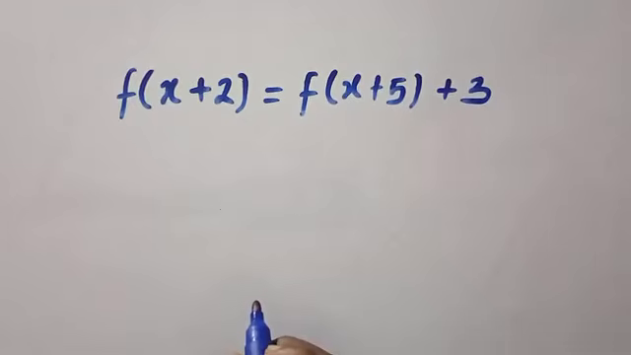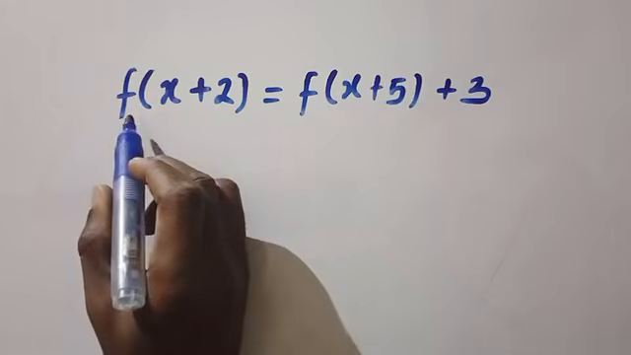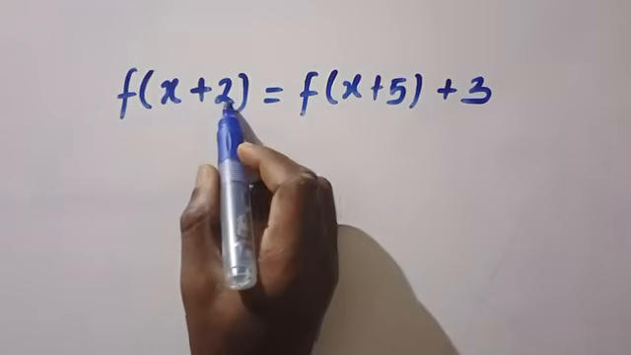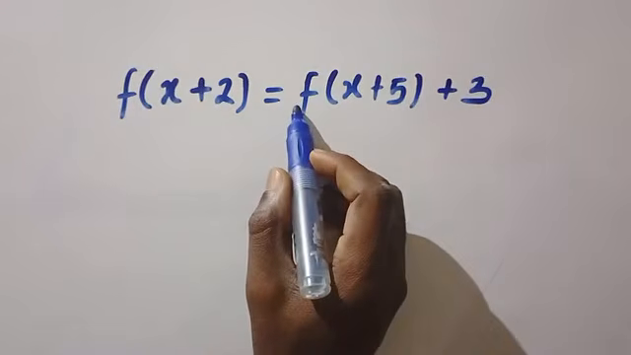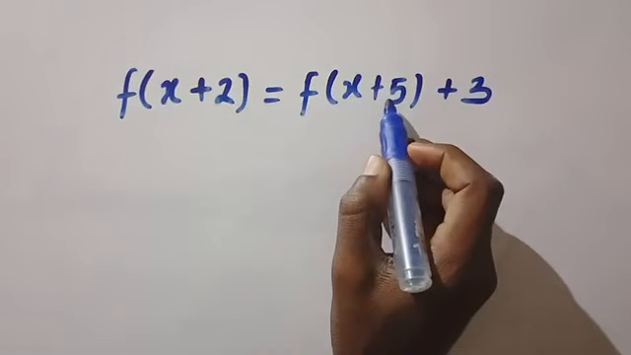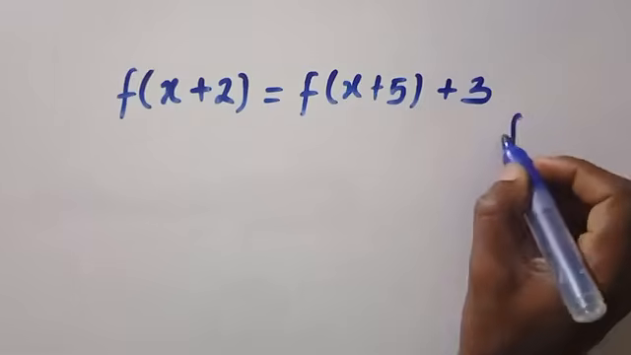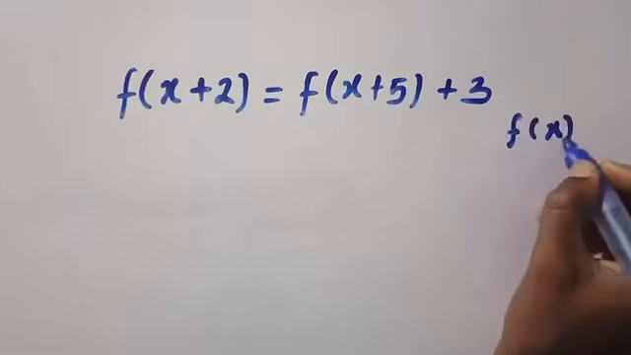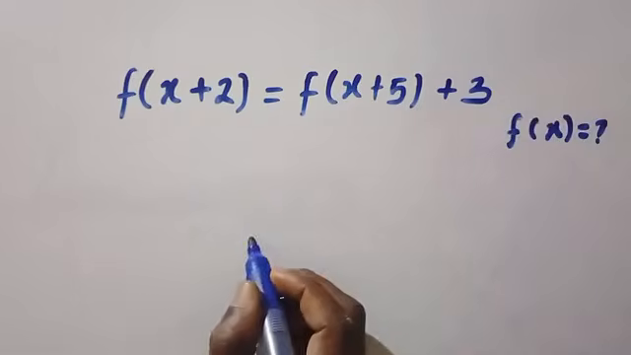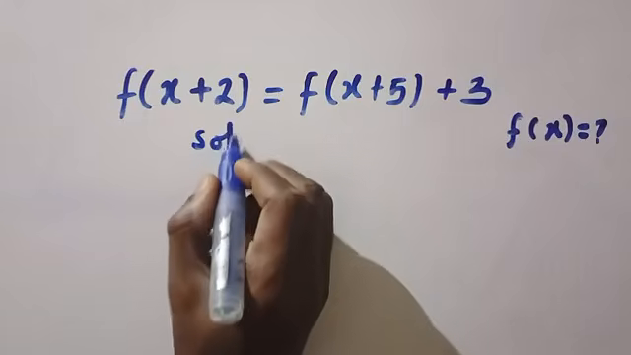How to solve these nice functional equations? We have f of x plus 2 equals f of x plus 5, then plus 3. And we are interested to find f of x. So let's consider the solutions.